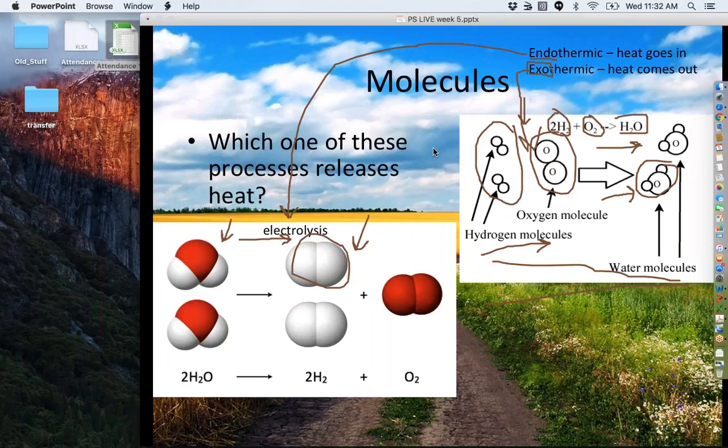The thing that's hard to remember, though, is that it's not when things combine that heat is released. Sometimes when things are broken apart, heat is released. So sometimes these decomposition reactions would be exothermic. It's hard to predict sometimes whether a reaction is going to be endo or exothermic. It's just important to know how they work.